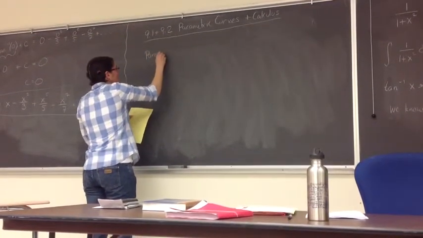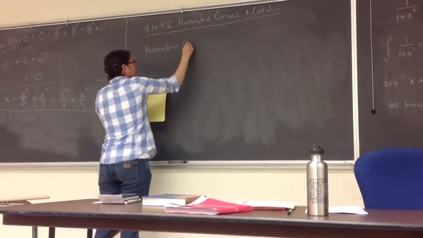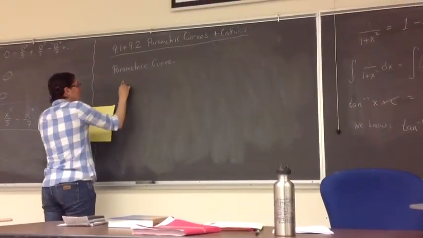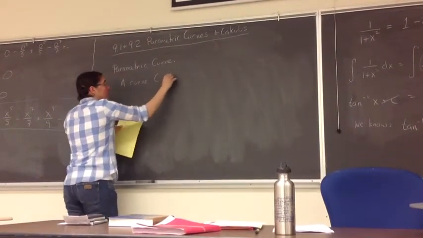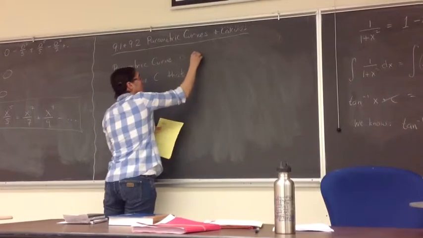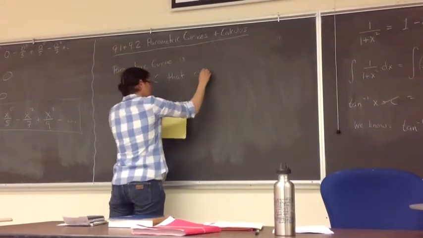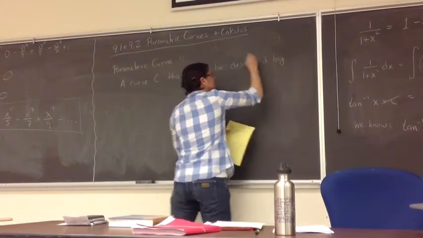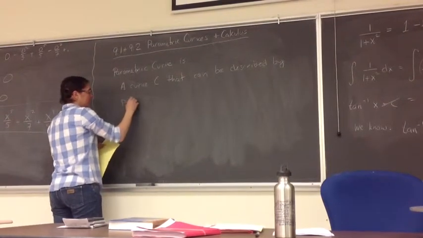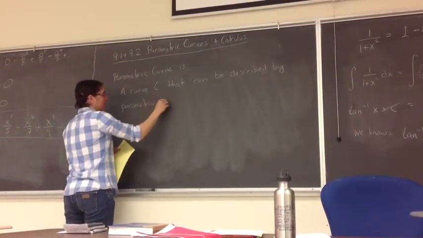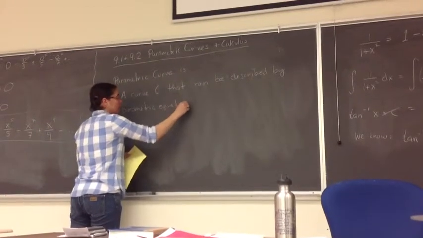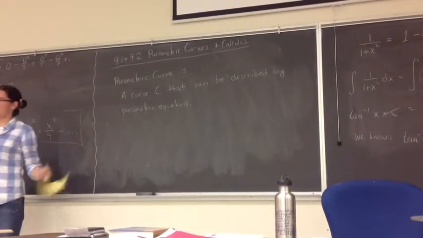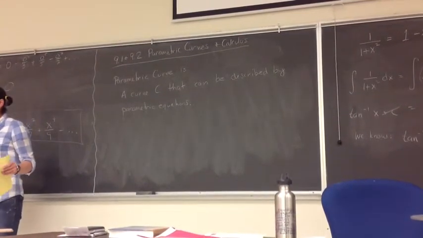And so here's our definition. A parametric curve is a curve C that can be described by parametric equations. So this is a really unsatisfying definition, right? What is a parametric curve? Well, it's a curve that can be described by parametric equations. Well, what the heck are parametric equations?